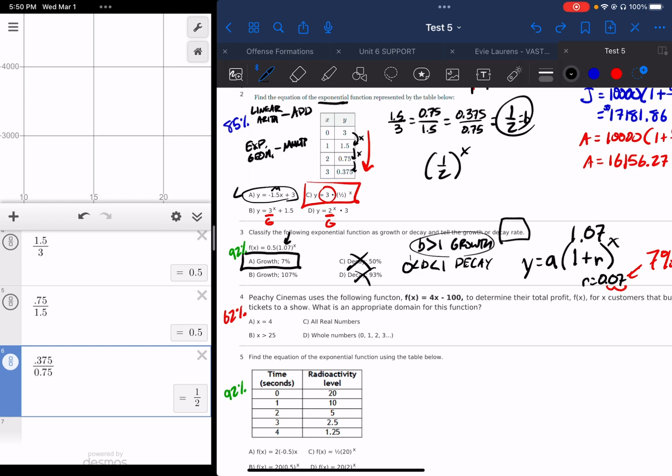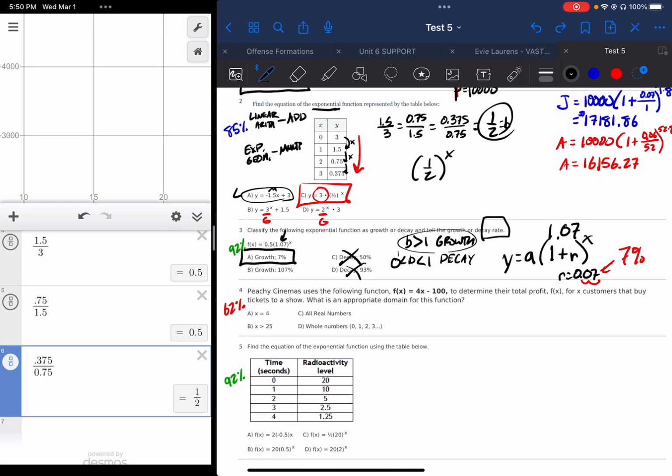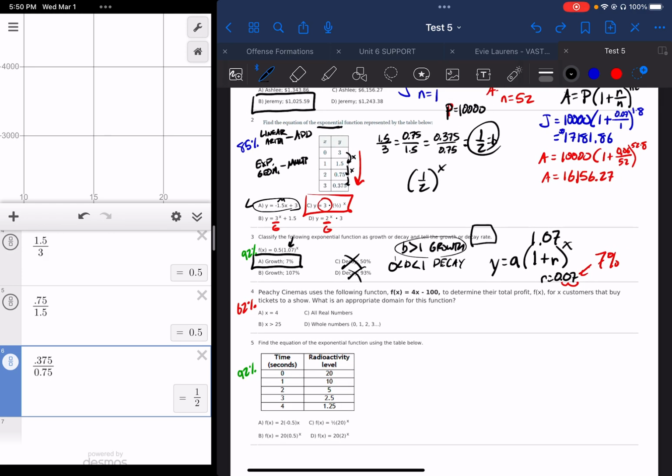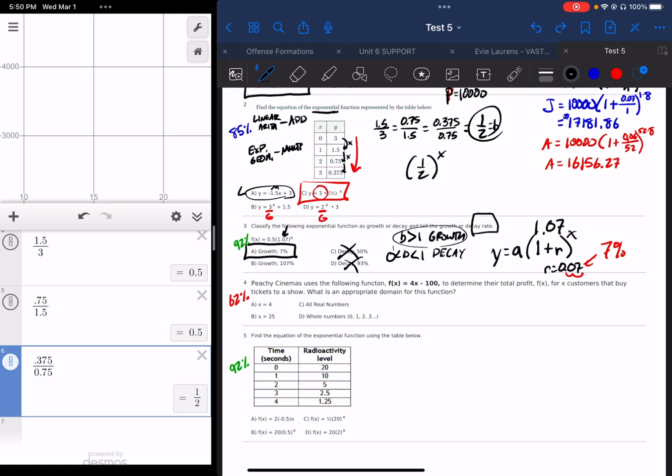Sweet. Peachy Cinemas, number 4, 62%, not great. Peachy Cinemas uses the following function, f of x equals 4x minus 100, to determine their total profit. Everybody good? f of x is their total profit for x customers that buy tickets to a show. So x is just the number of customers that buys tickets to a show.